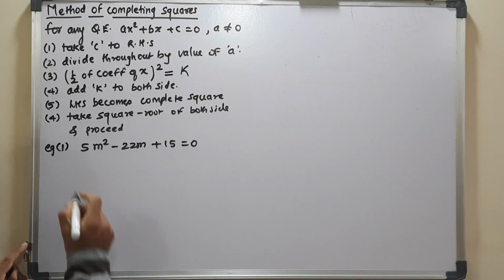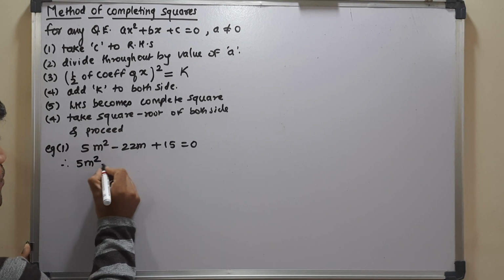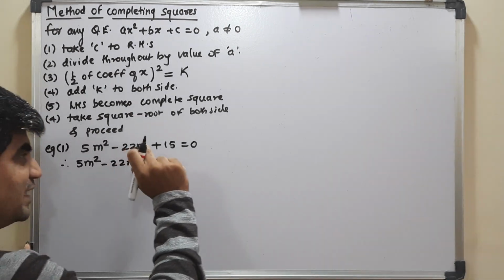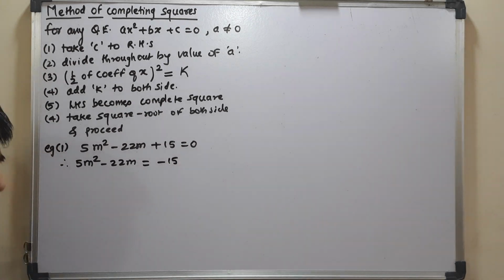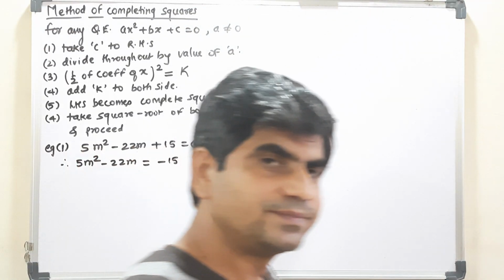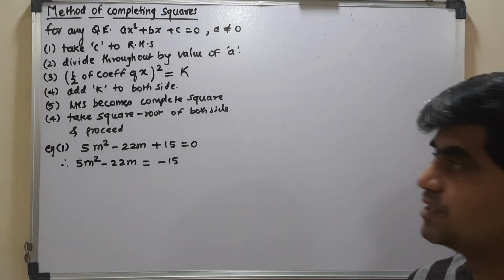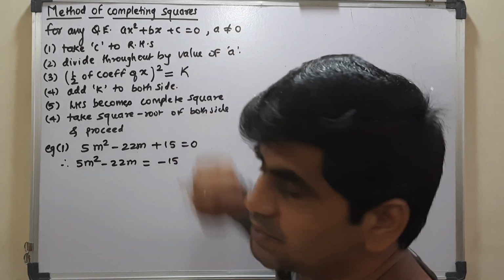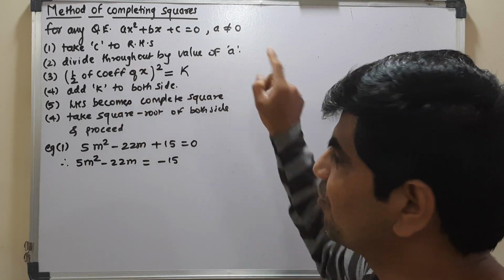It will become here 5m square minus 22m. And this plus 15 will go that side. That will become minus 15. Okay, you got it? This is what you get. After getting this, the first step is done. What is my second step? The second step says divide throughout by the value of a.